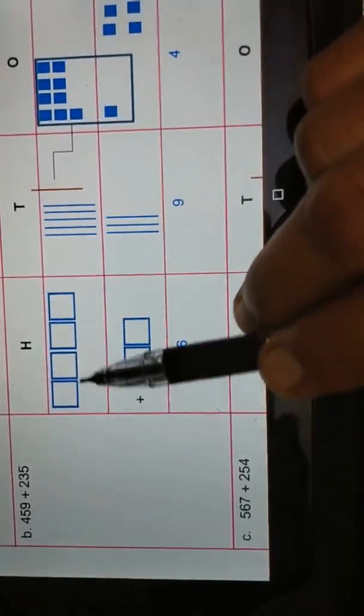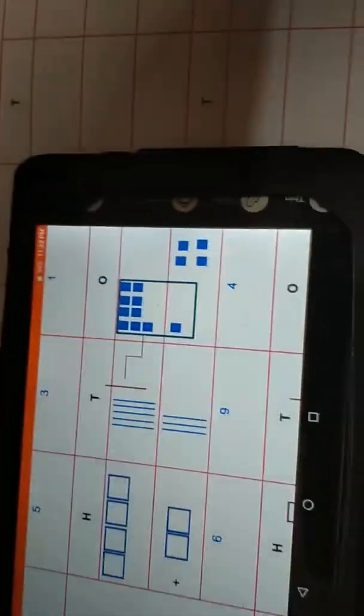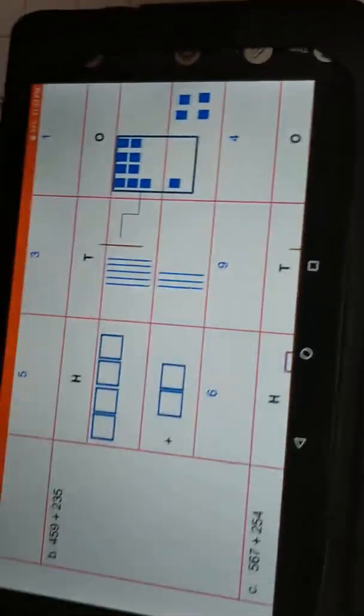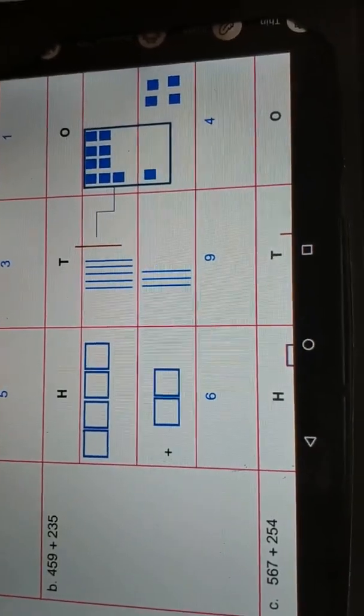Then 4 plus 2: 1, 2, 3, 4, 5 and 6. So we have to write here 6. So our answer is 694. Now students, I'll give you 1 minute. You have to complete your work.